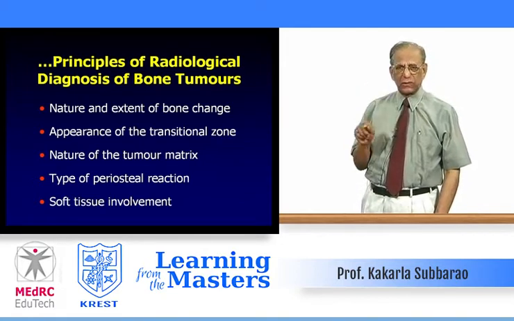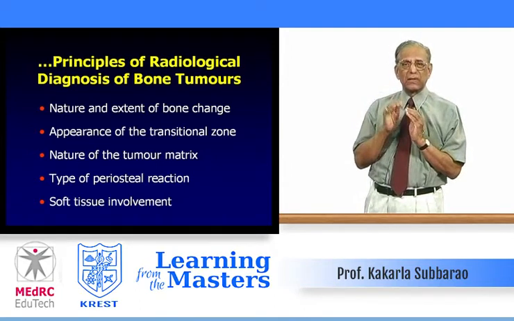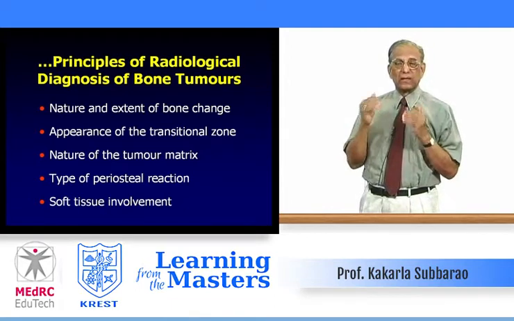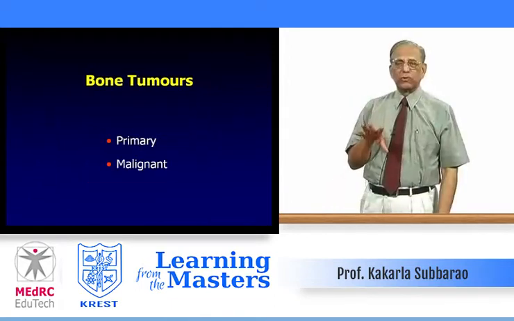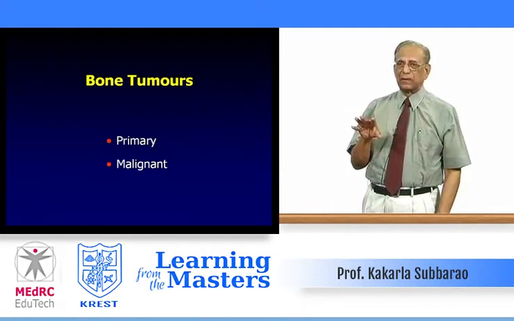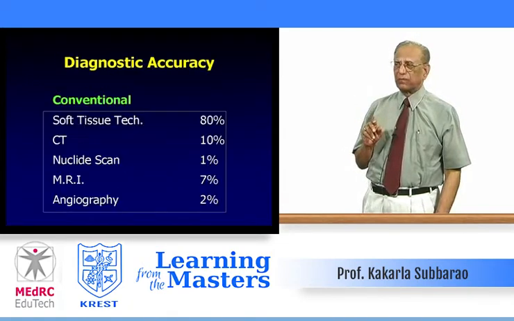Is it a localized soft tissue swelling or a diffuse soft tissue swelling? Is it a cylindrical, spindle-shaped soft tissue swelling? These are important in making a firm diagnosis on radiological means. Bone tumors, how do you classify? Are they primary? If there is a primary bone tumor, is it malignant? These two you have to decide.